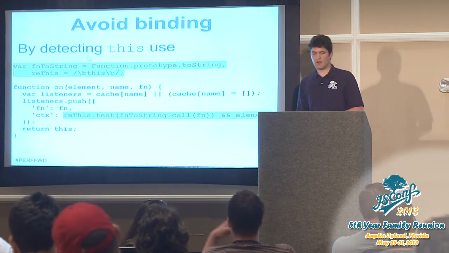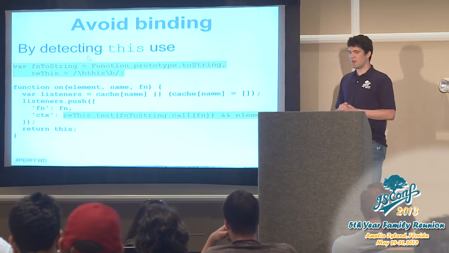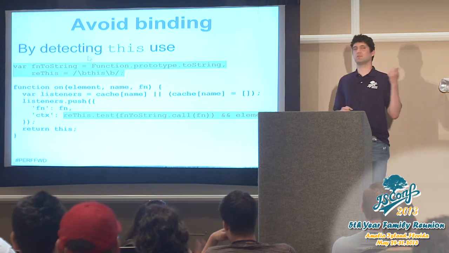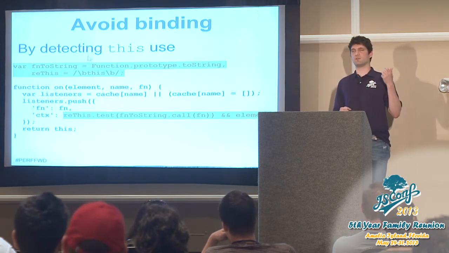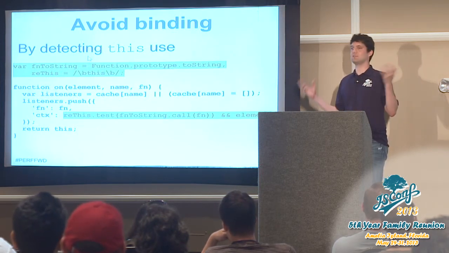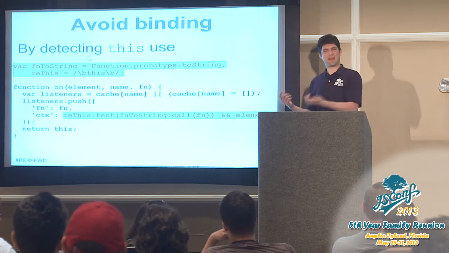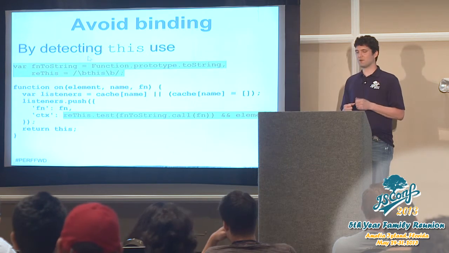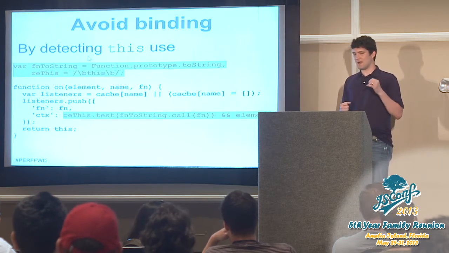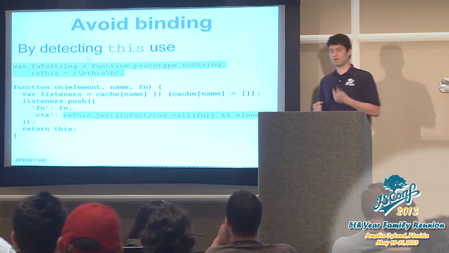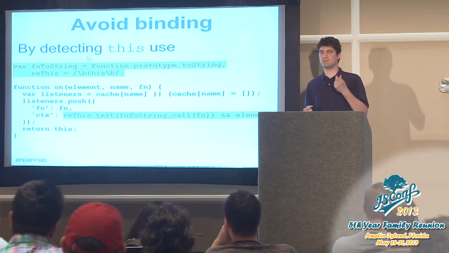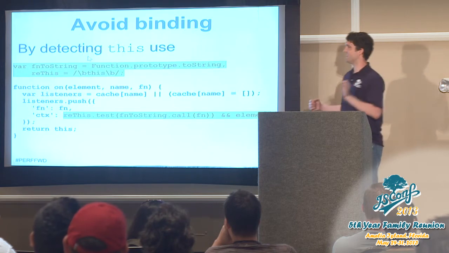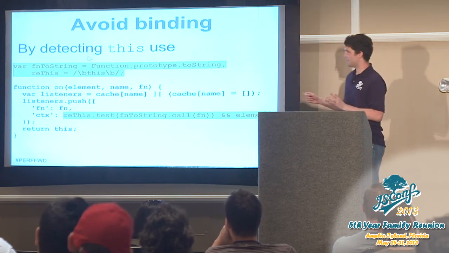All right, so avoiding binding. How many people know that you can coerce a function to a string and access its function source? OK, cool. You may also know that it's technically non-standard, but it's a de facto standard, like everyone kind of does it. So I found a way to avoid the this binding if you can detect that the function isn't using the this keyword. So check this out.